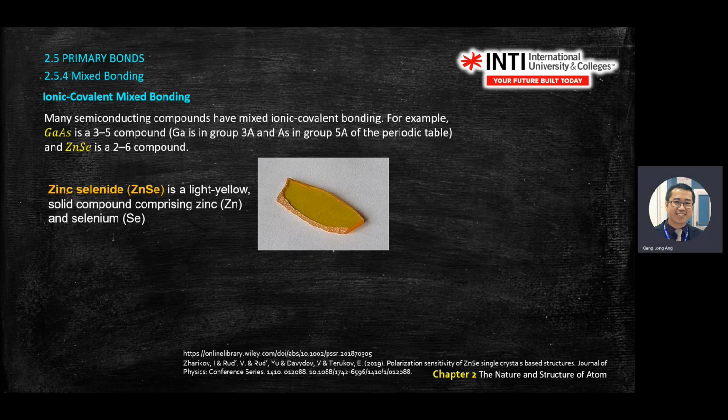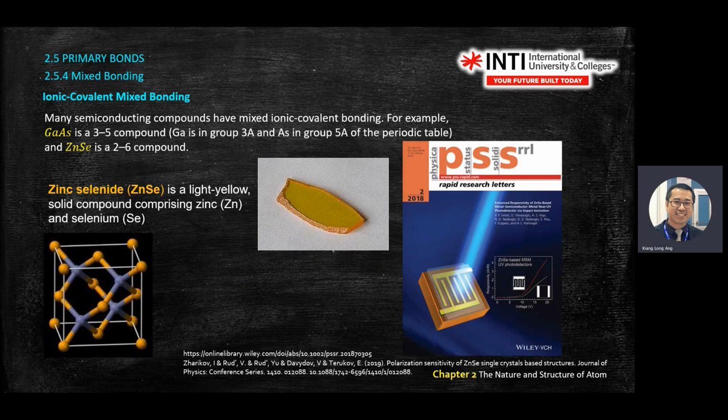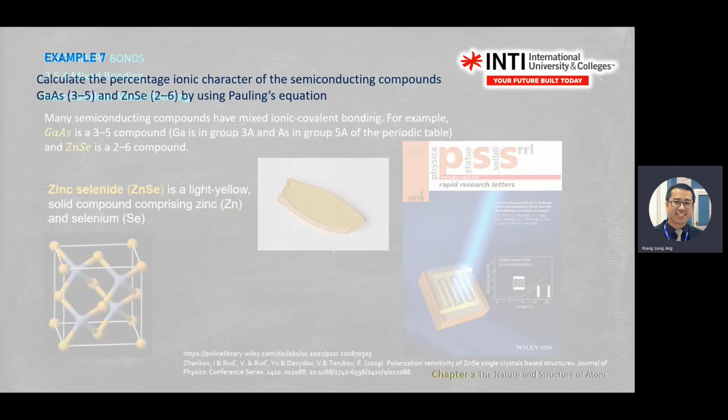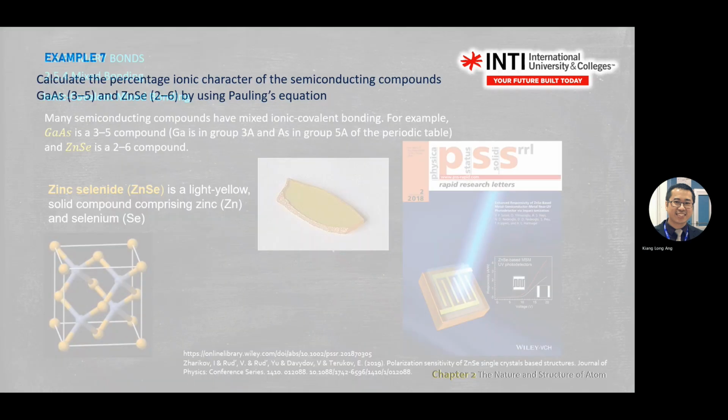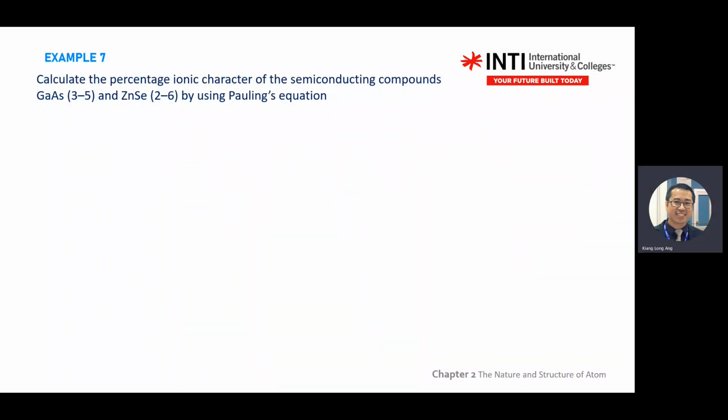ZnSe is zinc selenide. This is how they look in real form. Where is ZnSe used? They are used in solar panels and so on. Okay, let's look at how to calculate the percentage of ionic character.